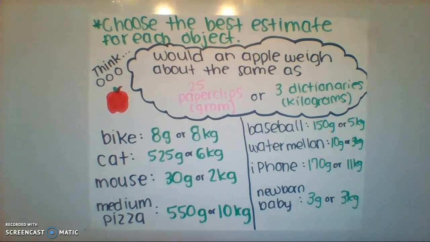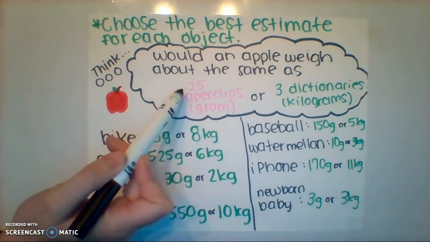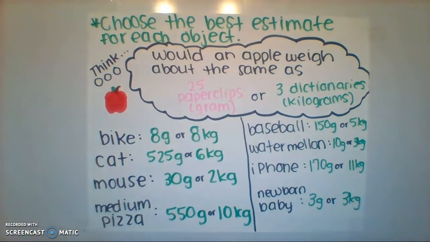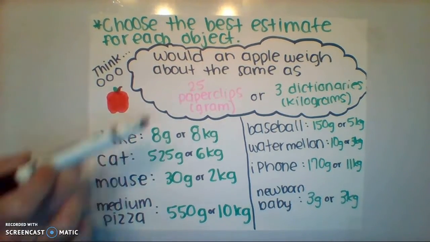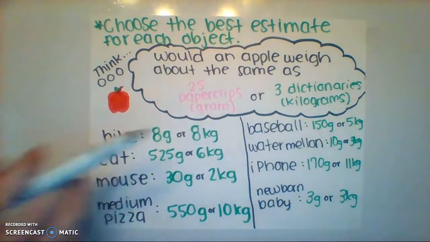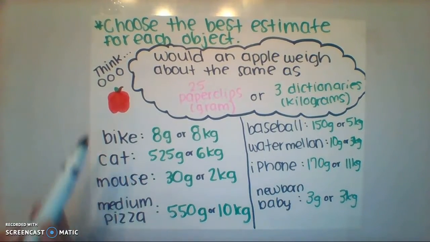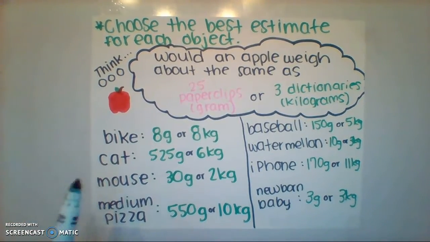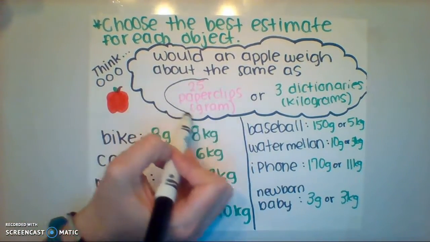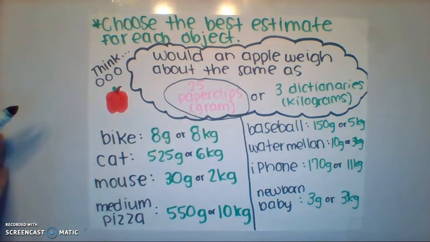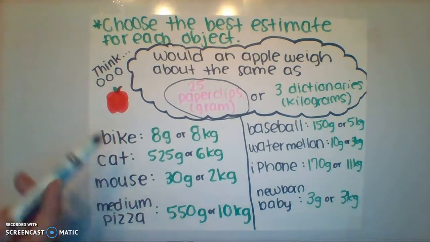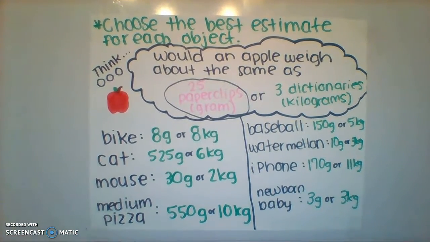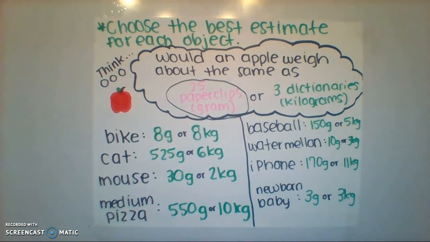Would an apple weigh about the same as 25 paper clips or 3 dictionaries, which is your kilograms? Now that you have thought about your answer, let's double check. An apple would weigh about the same as 25 paper clips. This is your grams. If I had 3 dictionaries, that means 3 heavy books. An apple would not be about the same amount there. All right, let's look at the next few.